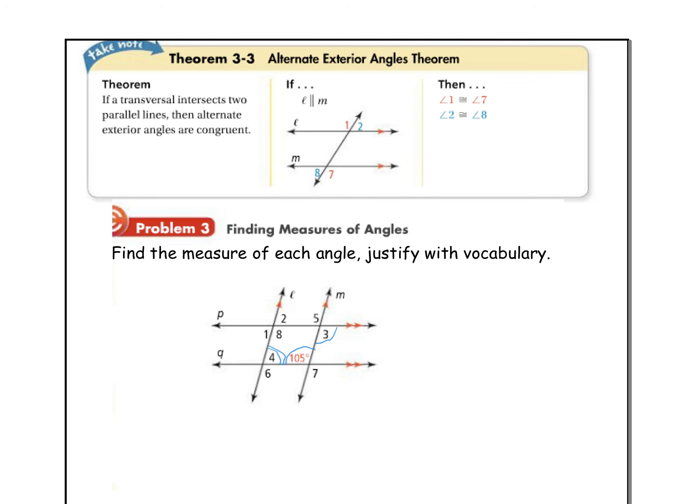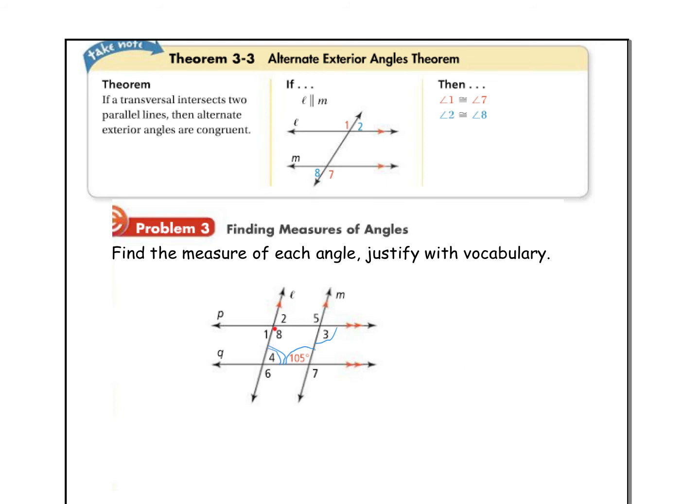But what it does not relate to is this intersection cannot directly relate to this intersection. 8 and 105 are not corresponding. They are not alternate interior. There is no direct relationship. You have to go this way and then this way, or this way and then this way. So I can say 105 is supplementary to 4 because they're same side interior. 4 and 8 are same side interior, so they are supplementary. Hence, 8 is 105.